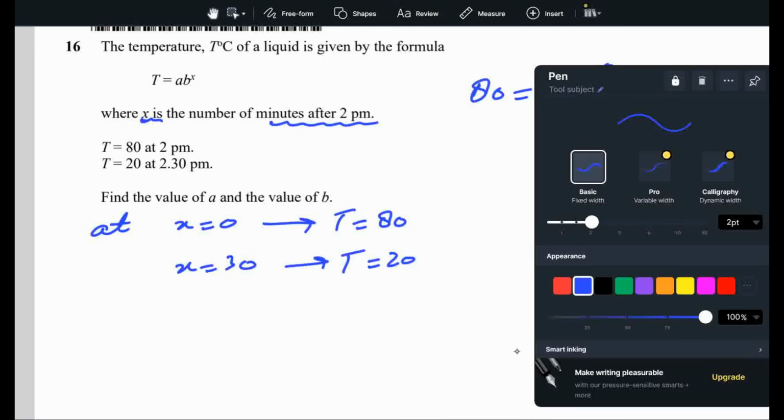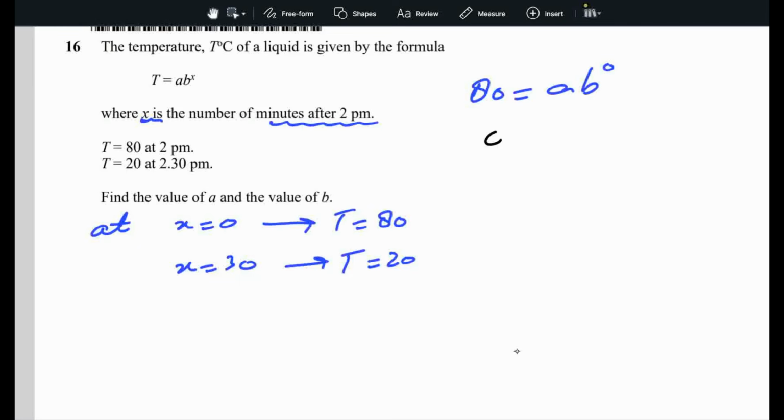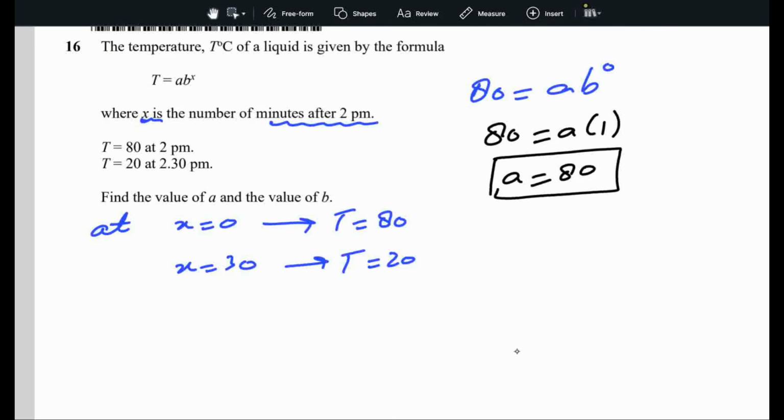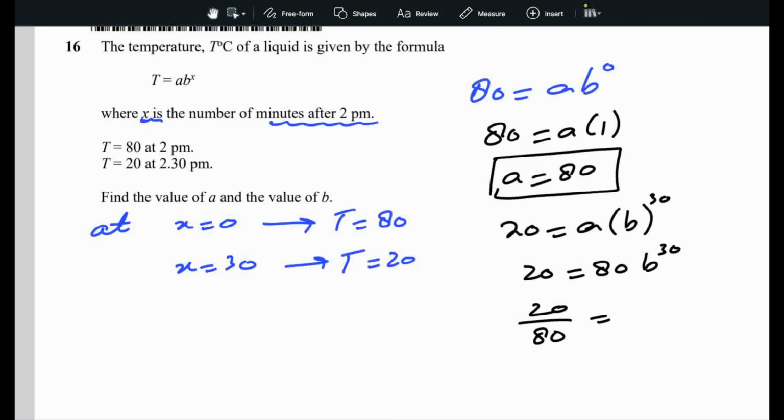Now anything power 0 is 1. So we can say that 80 is equal to a into 1, which means a is equal to 80. Now when T is 20, x will be 30. We know the value of a, so this will be 20 is equal to 80 b power 30. So 20 divided by 80 is equal to b power 30.